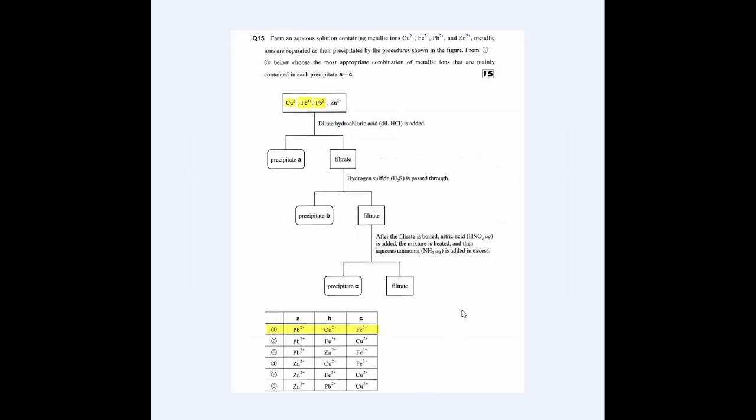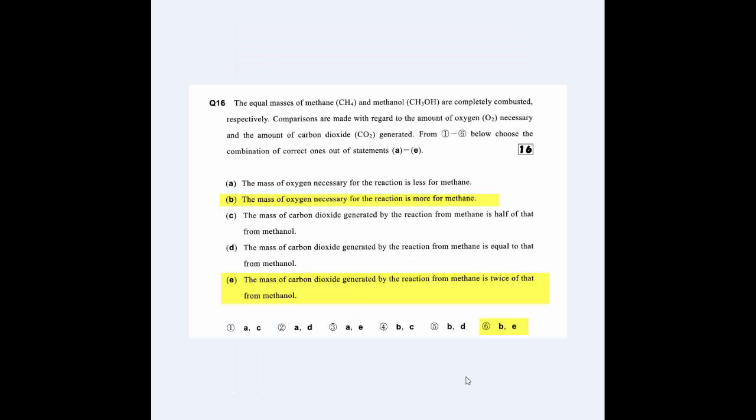15. From an aqueous solution containing metallic ions, cupric, Fe, Pb, and Zn, metallic ions are separated as they precipitate by the procedures shown below in the figure. From 1 to 5 below, choose the most appropriate combination of metallic ions that are mainly contained in each precipitate. So the answer is number 1, Pb, Cu, and Fe.